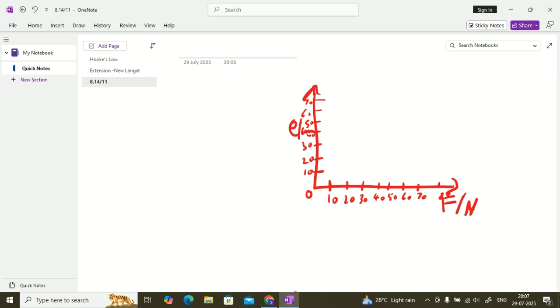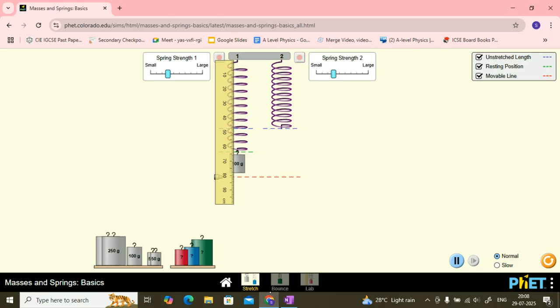Now here for the first 10 grams we got extension as 8 centimeters, right? For the second 20 grams we got extension as 16. So we are going to get somewhere over here, right? For 30 grams we are going to get the same pattern, multiples of 8. 8 ones are 8, 8 twos are 16, 8 threes are 24. You are going to get somewhere over here 24, right? So if we keep on increasing the weights, what will happen? It is going to give you the same amount of extension for every 50 grams over here.